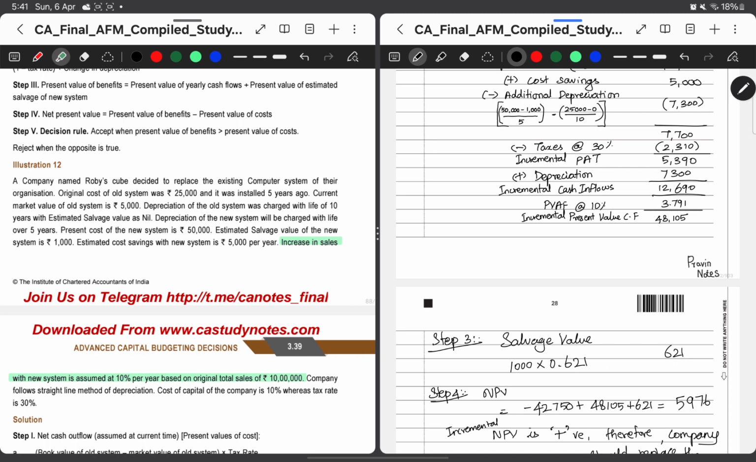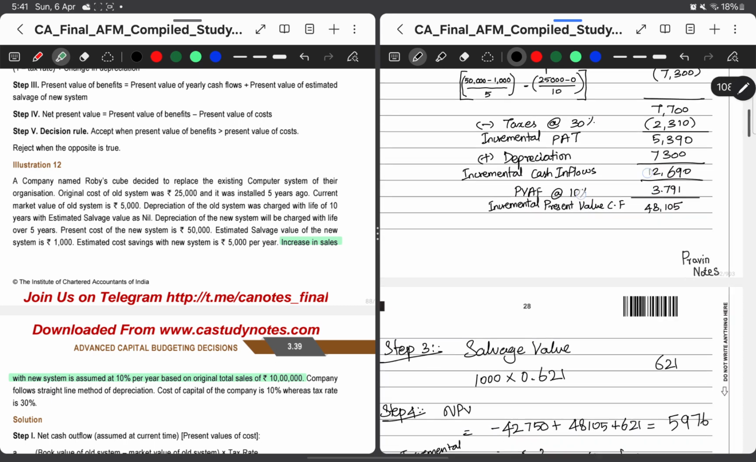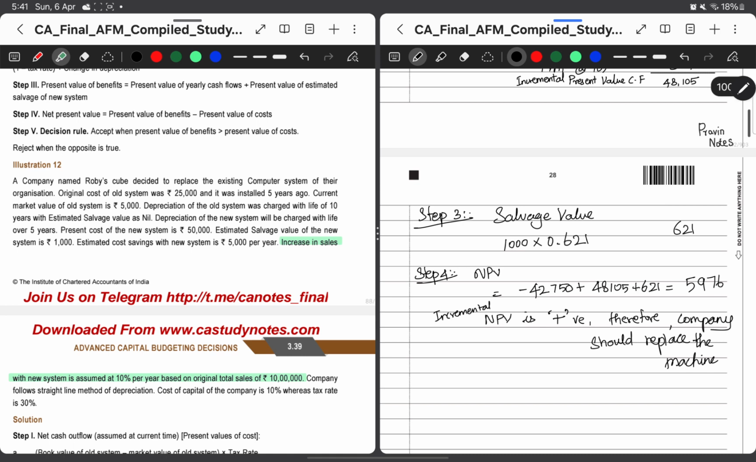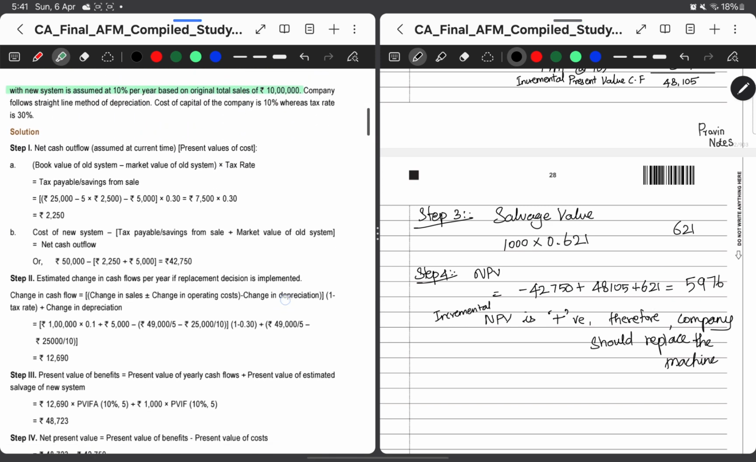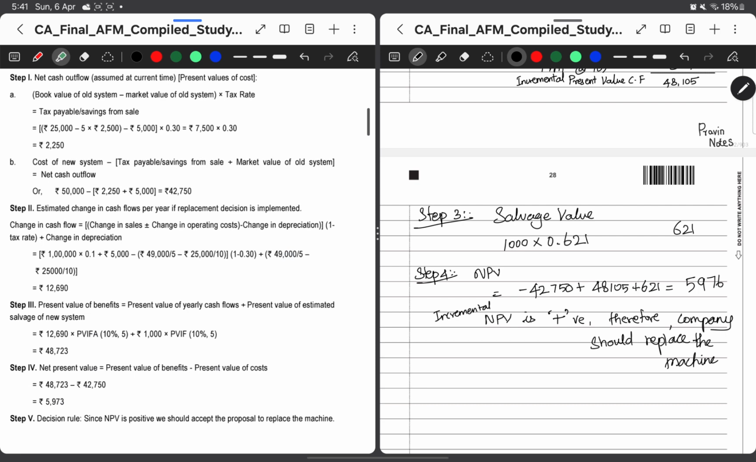Then incremental NPV will be the initial cash outflow of 42,750 plus 48,105 of in between incremental present value cash flows plus salvage value of 621. We are getting a value of 5,976, and in our material also 5,973, a rounding off error. So the incremental NPV is positive, therefore the company should go ahead and replace the machinery. Thank you.